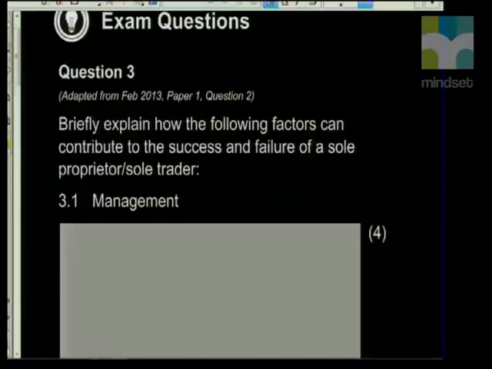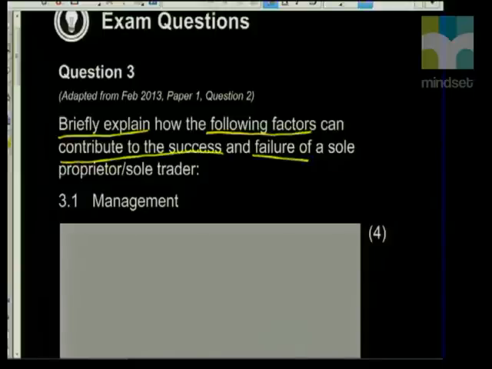Welcome back, grade 12. So we've done question 1 and 2, where we looked at leadership and management, and then we looked at interpreting information. Now, the third question I have for you today is looking at how to break down information from the different forms of ownership. And the question I have for you, question 3, asks: briefly explain how the following factors can contribute to the success and failure of a sole proprietor or a sole trader.